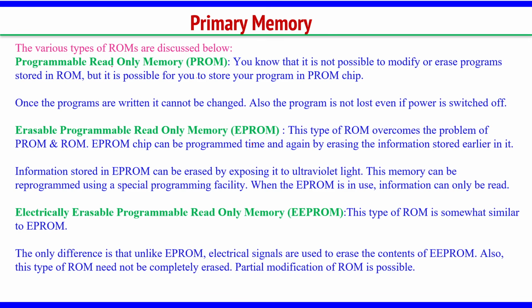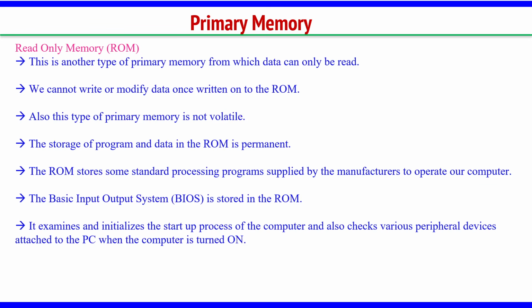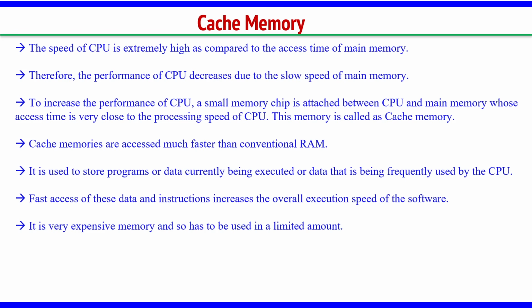What is the difference here? What is ROM? In ROM, I cannot write or modify data once written into the ROM. This is the point. In PROM, you can store some program in the PROM chip. In EPROM, I can erase it and write something else using ultraviolet. In EEPROM, it is slightly the same as EPROM. Only thing, here I am using ultraviolet light, here I will be using electrical signals. That is the difference. Then the next kind of memory is cache memory.